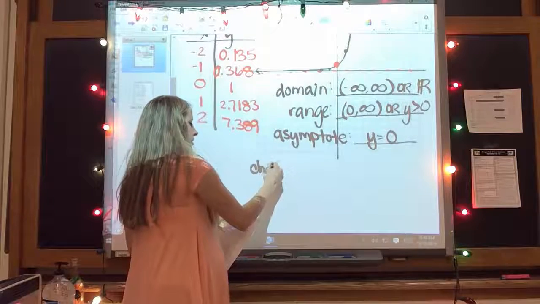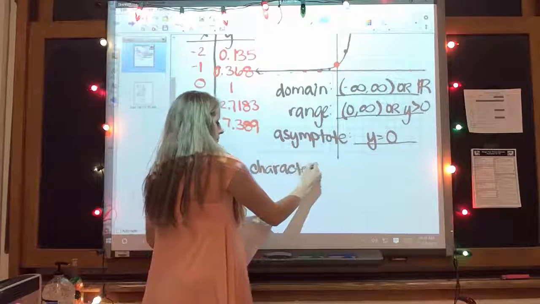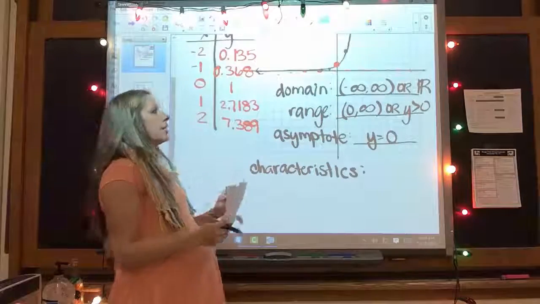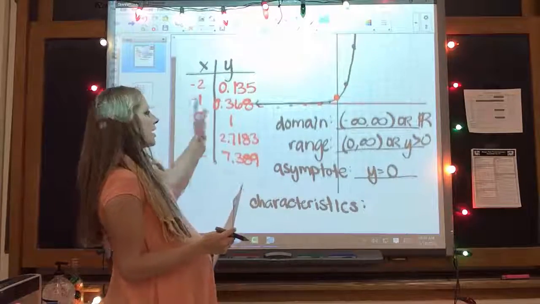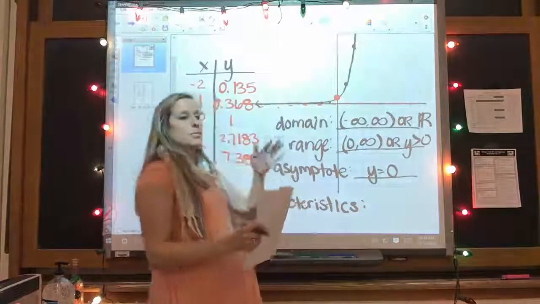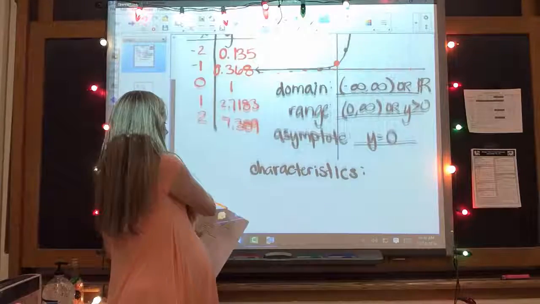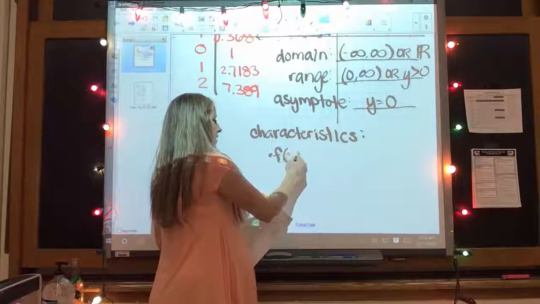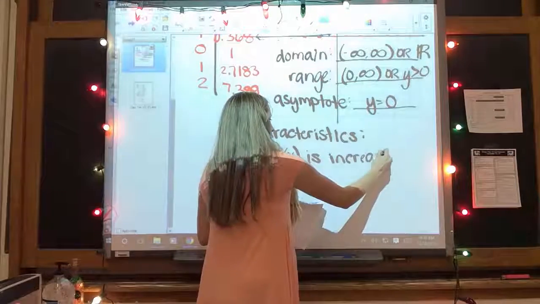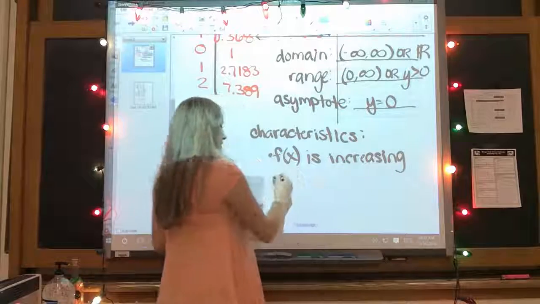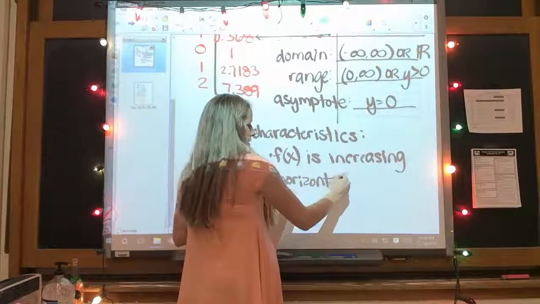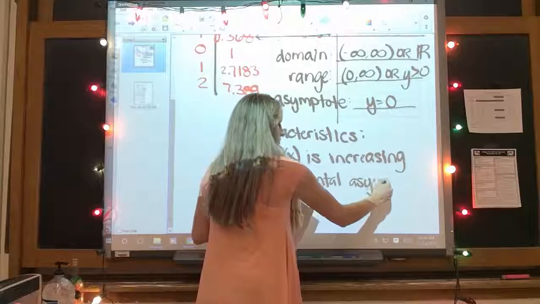Okay, and then some characteristics. For this graph, if we look at our x from left to right, my y is going to be increasing. It's going up from left to right. So we say f of x is increasing. And another characteristic is that we have a horizontal asymptote at y equals 0.